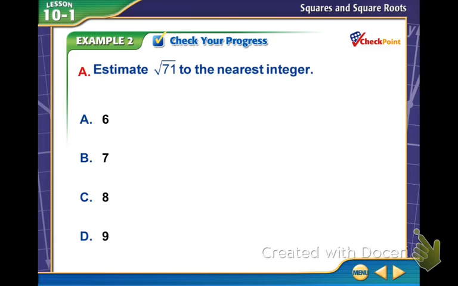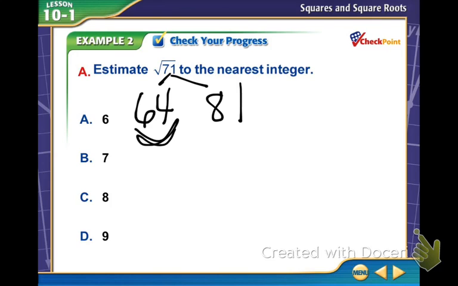So on the low end we have 8 times 8, which is 64. On the high end we have 9 times 9, 81. Okay, figure out which one is closest. 64 is, so our answer is about 8.